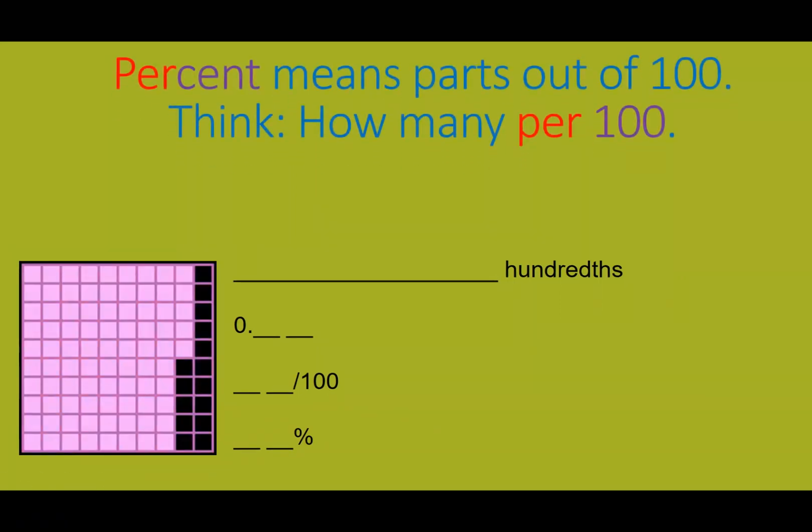Okay. How many per 100? Well, we already know that this is going to be 10, right? So we've got 10, 20, 30, 40. Keep counting. Did you find it? How many? I got 10, 20, 30, 40, 50, 60, 70, 80, 81, 82, 83, 84, 85. I've got 85 here. Is that what you got? So it's 85 hundredths.